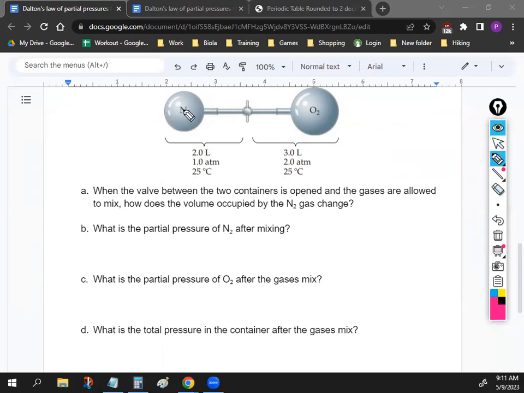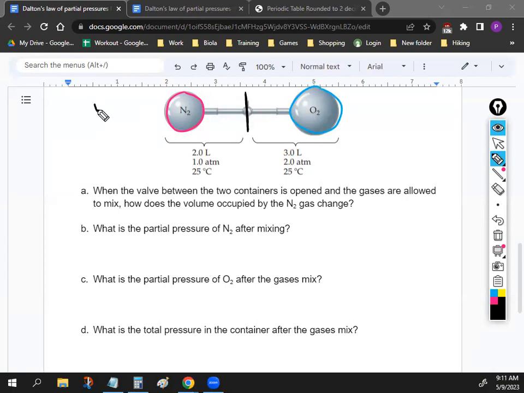All right, so basically you have this little contraption right here. On one side, we have N2. And then on the other side, we have O2. Okay, does that make sense? And then do you guys see this little valve right here? The valve is preventing them from mixing.